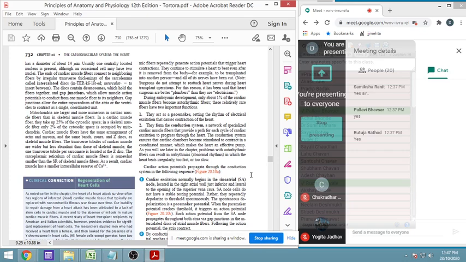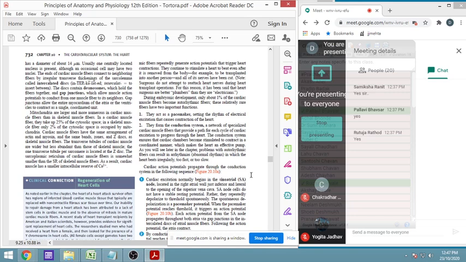So we have got a conduction system, that is a network of specialized cardiac muscle fibers. They provide a path for each cycle of cardiac excitation, and that will progress through the heart. It ensures that the cardiac chambers become stimulated in a particular one-after-another fashion, so that effective pumping is there.